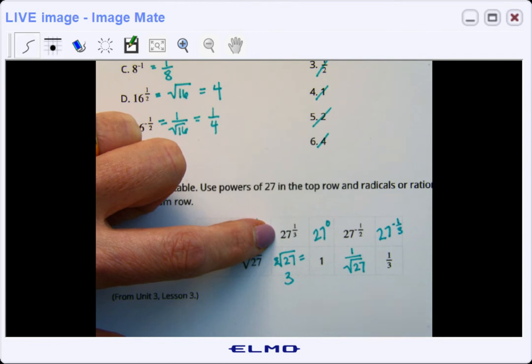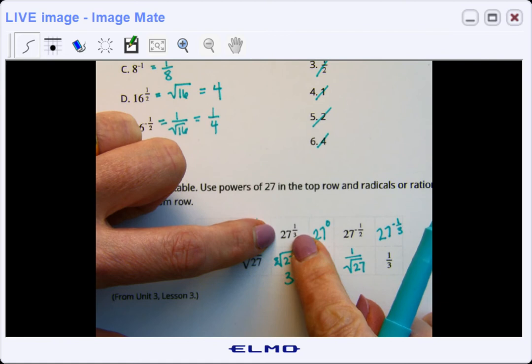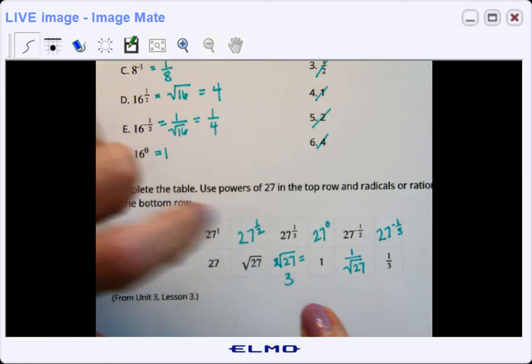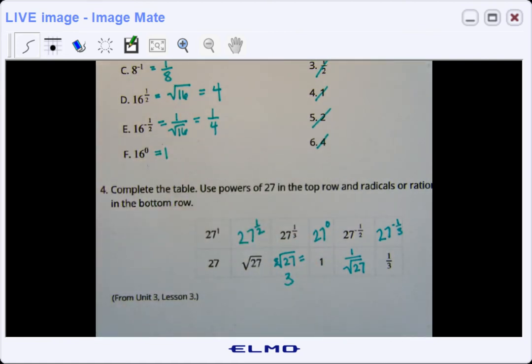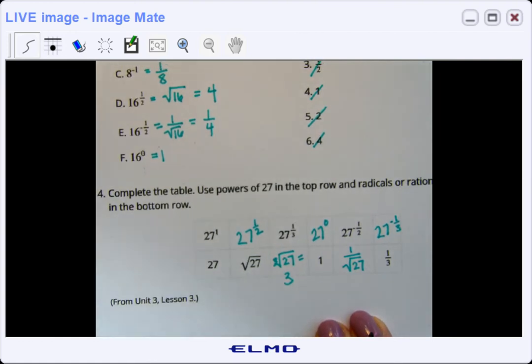So negative exponents make fractions. Fraction exponents make roots. Negative exponents make fractions. Fraction exponents make roots. Okay, that's a kind of a tough one to remember. You got to get that down. All right, here we go.